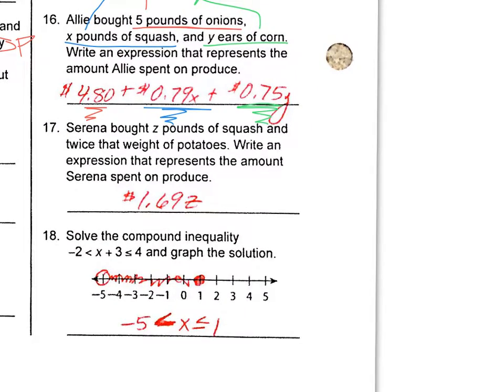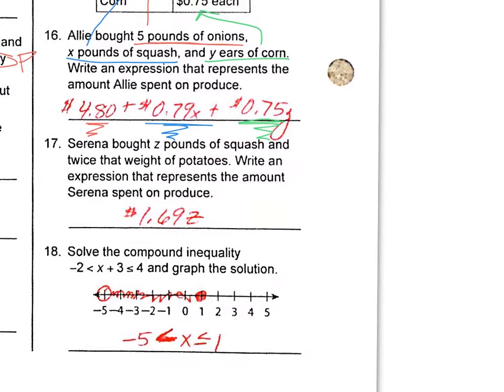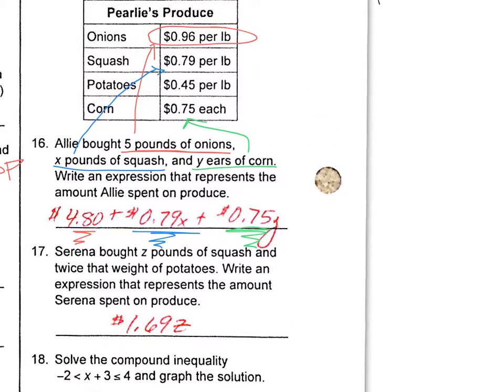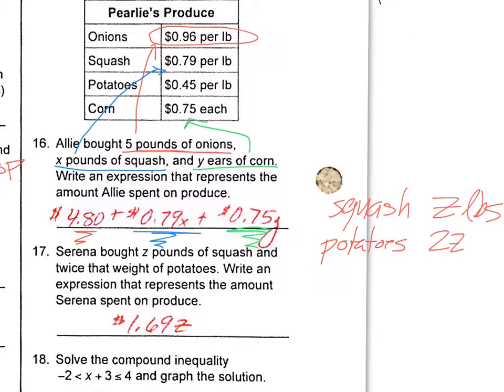Okay, the second part of that, question 17, Serena bought Z pounds of squash and twice that weight of potatoes. Okay, so if she bought, I'm going to do squash in red over here. So squash, she bought Z pounds. Okay, so potatoes, it says she bought twice that amount. So that would be 2Z pounds. Okay, write an expression that represents the amount Serena spent on produce.